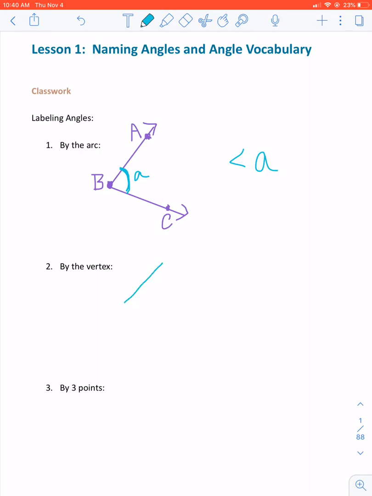All right, let's take that same angle. Let me redraw it for you. We're still going to call it A, B, C. And this time we're going to name it by the vertex. Now remember I said the vertex is the point where the 2 rays come together. We call that a vertex. So if we were naming it by the letter at the vertex, we would call that angle B. Now I don't really like to use this method because sometimes there's several angles at that point and you don't really know which one you're talking about.